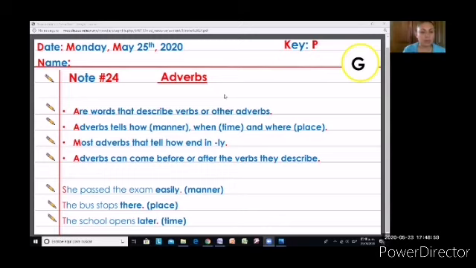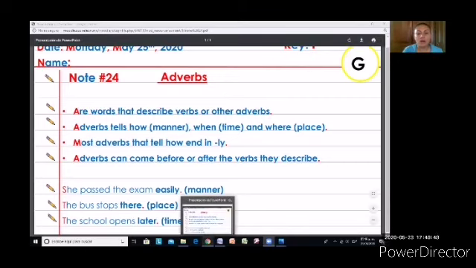Then we have here some examples. She passed the exam easily. This is talking about an adverb of how, it's a manner. The bus stops there. If it's talking about there, it's a place, okay, like over there. The school opens later, okay, later. In this case, it's about time, so it's about when, okay? So, we have like three different adverbs, okay? We're going to repeat. The first one is how, second one, when, and the third one is where, okay? So, we can use different kinds of adverbs, okay?